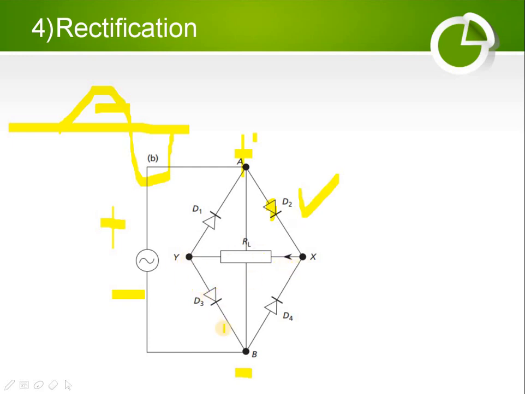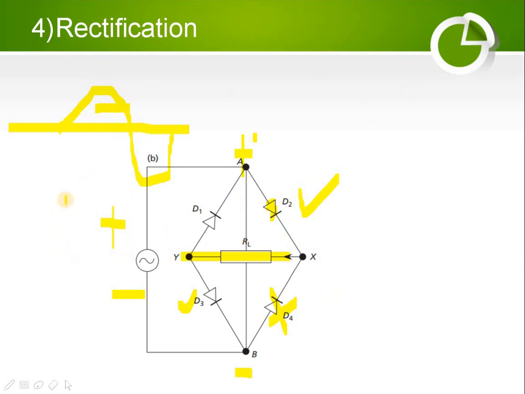Now the negative reaches D4, which is the anode, so negative to anode is reverse bias. So D4 is in reverse bias, and I cross it. But when this negative reaches D3, it is the cathode of D3, so it allows current to pass. So the negative reaches here, and the current direction is from X towards Y, that is from positive to negative. So this is for the positive cycle.